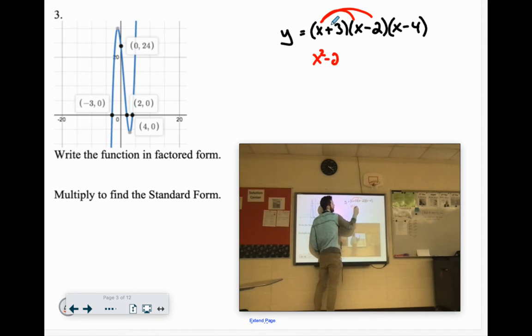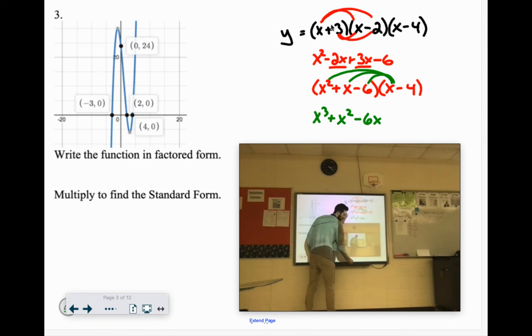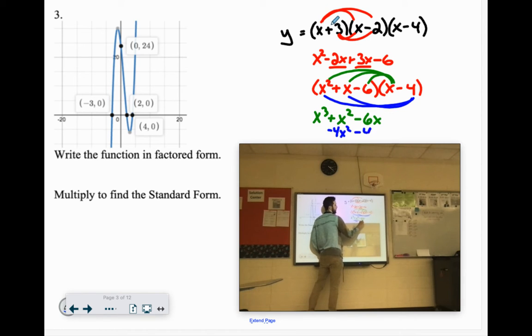X squared minus 2x plus 3x minus 6. If we combine negative 2x plus 3x, it would be positive x. We still need to multiply this by x minus 4. If we multiply them all with an x, the x to the third plus x squared minus 6x. If we get them all with that negative 4, we have negative 4x squared, negative 4x, and positive 24.